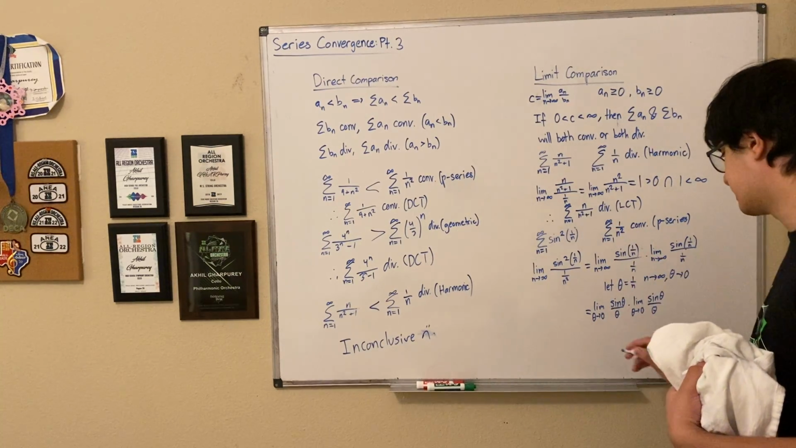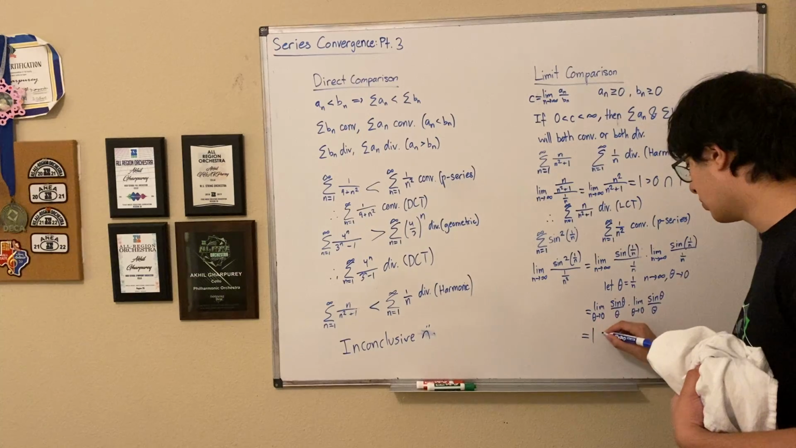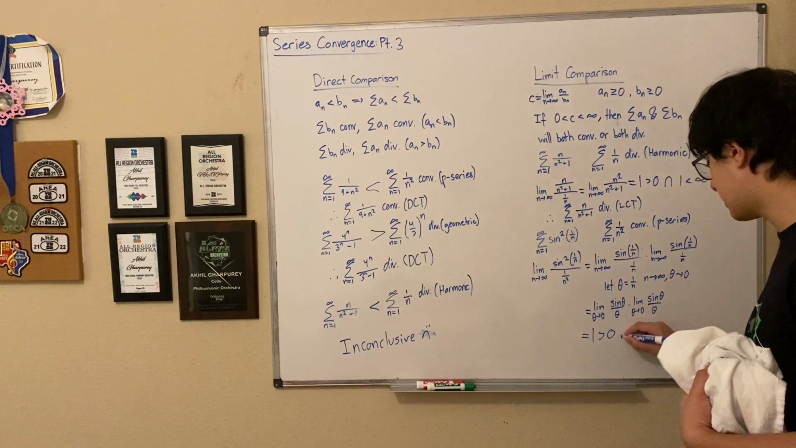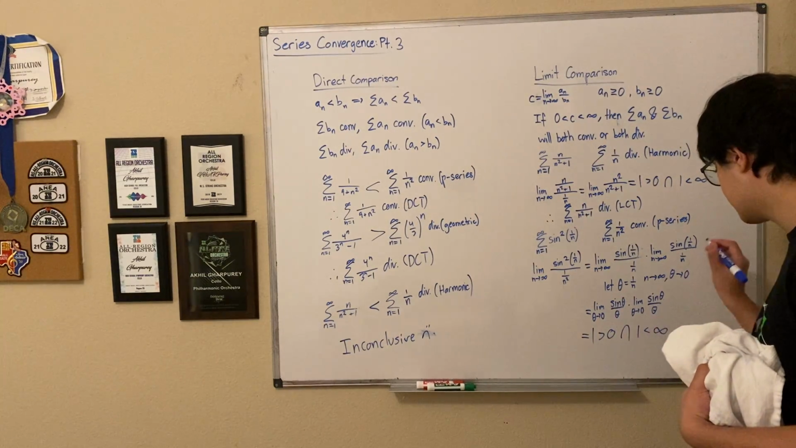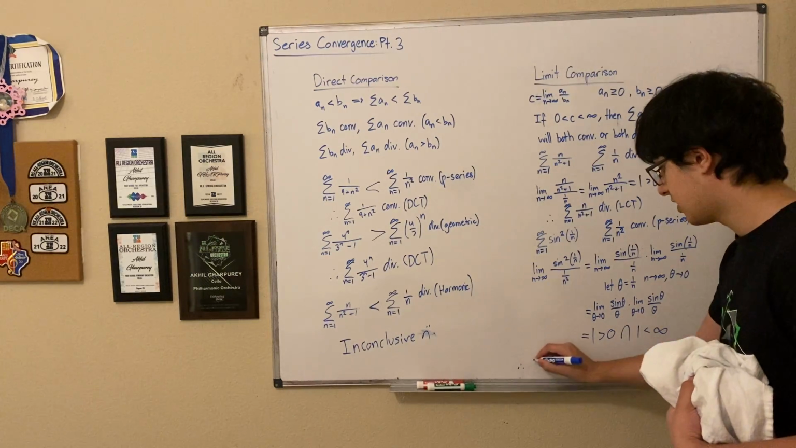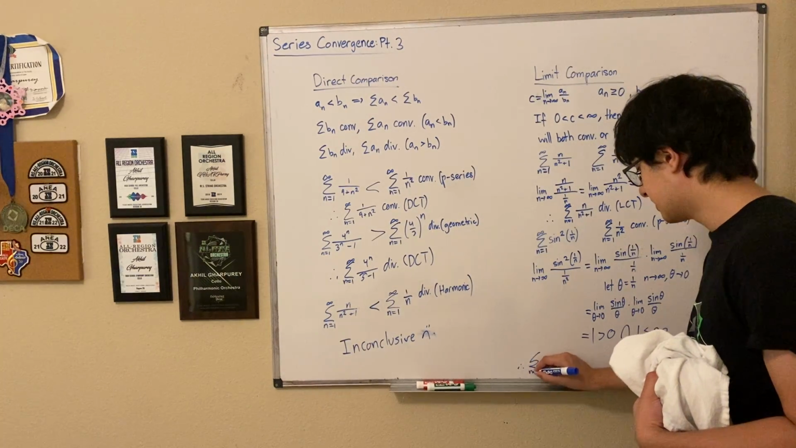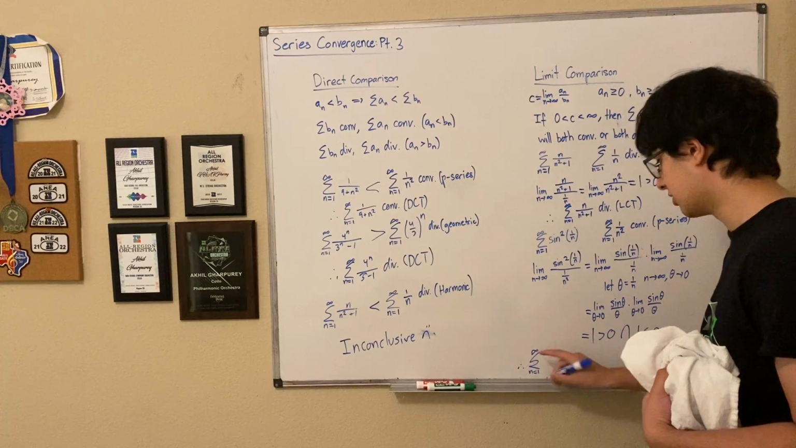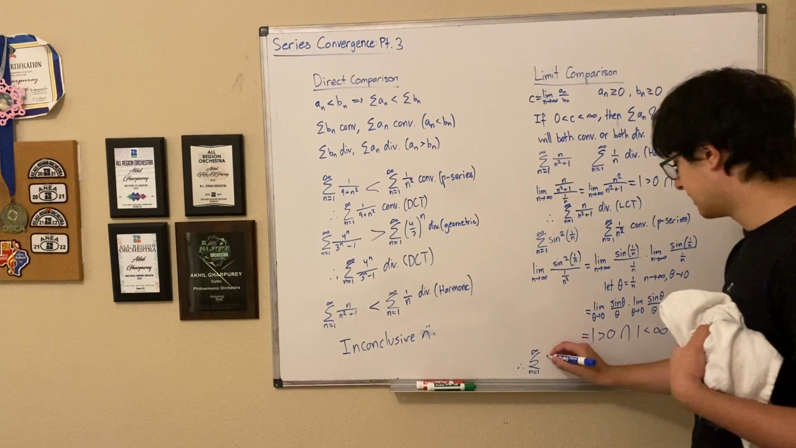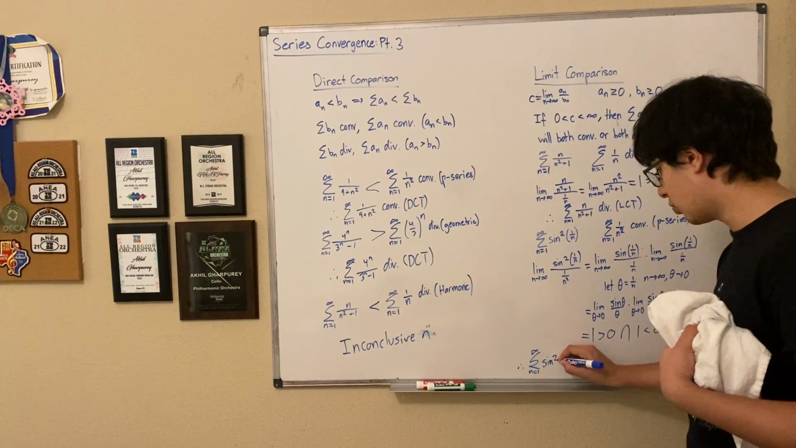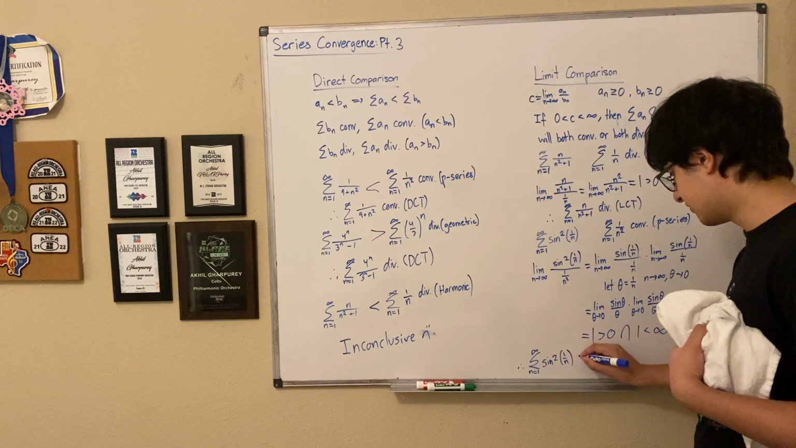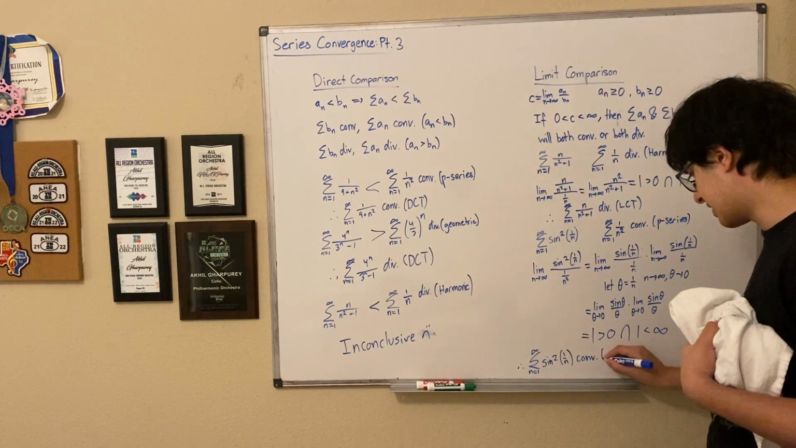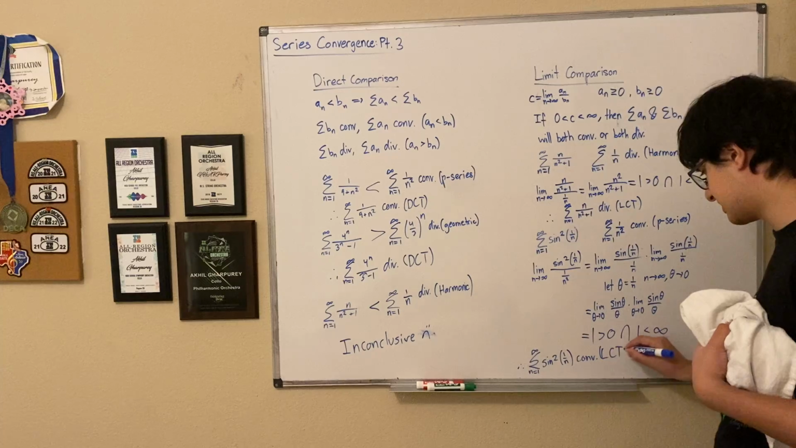this limit is going to be 1, so we just get 1. We know that's greater than 0, and 1 is less than infinity. So therefore, our conclusion at the very bottom: the series from 1 to infinity of sine squared 1 over n converges by the limit comparison test.